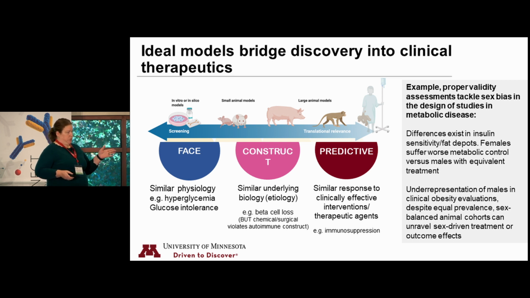So then finally, when you're moving to predictive validity, as in you want to see how well a therapy will function in the clinic, you want a more rigorous and stringent model, which is where NHPs usually come in. And these are models that will have a similar response to humans, to clinically effective and appropriate interventions and therapeutic agents. And they also have the immune complexity to really model what you might see in the clinic.